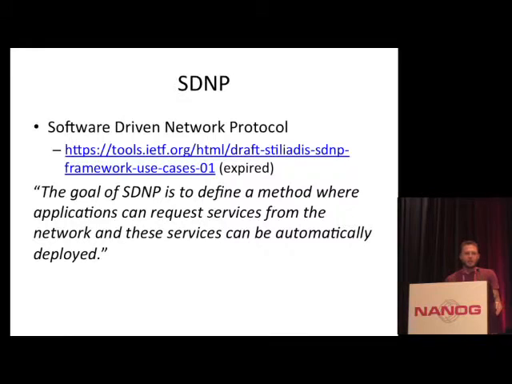SDNP, Software-Driven Network Protocol, is another example. This is a framework that was built around a BOF at the IETF. The draft that they wrote has now expired. But I think the framework that it defines is very useful for looking at the evolution of SDN as we go forward. It basically has a policy box off to the left, and then you have your applications, then network controllers or orchestrators, and then network devices, and the communication path between them, right?